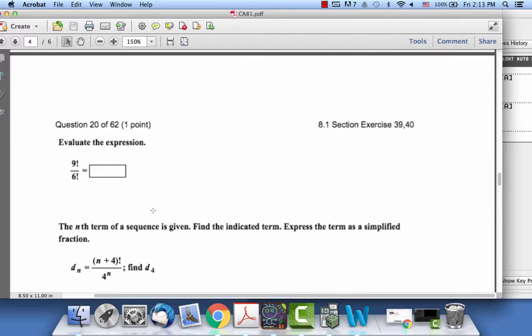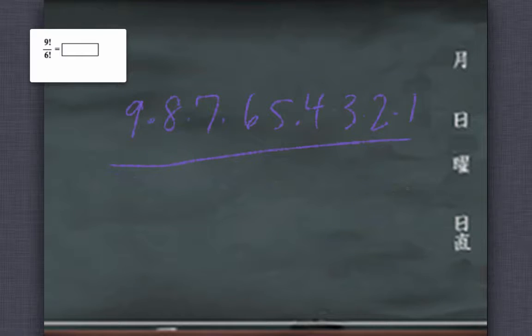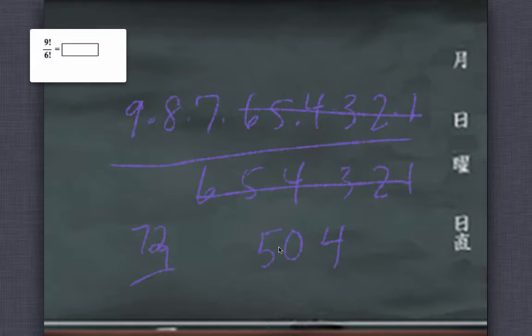Okay? So factorial, I just mentioned before. If we want to calculate that, you could of course put it into your calculator. These are kind of fun anyway. So I have 9 times 8 times 7 times 6, 5, 4, 3, 2, 1. And then on the bottom I have the 6, 5, 4, 3, 2, 1. So these all cancel, and I just get 9 times 8 times 7. And that's that.